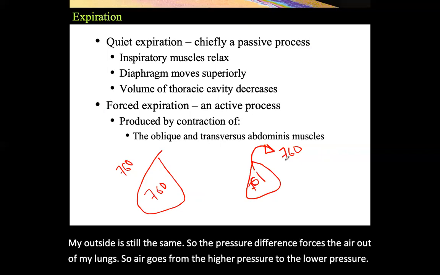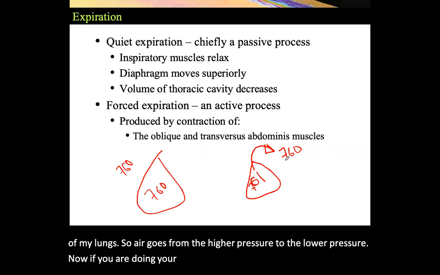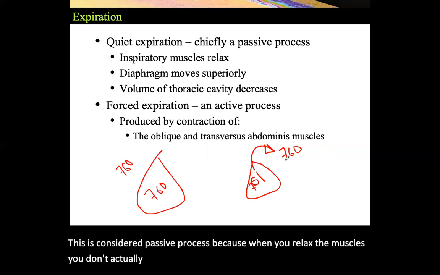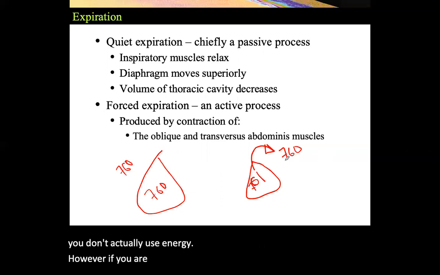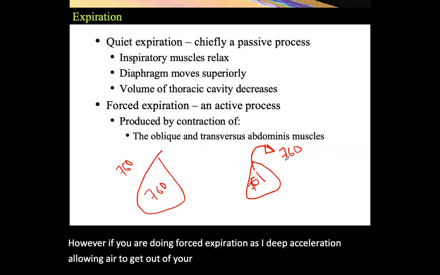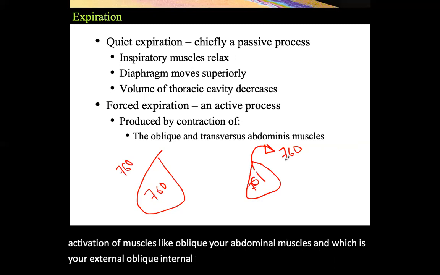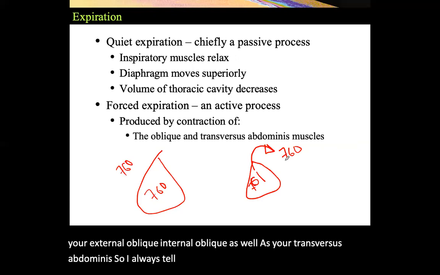Now, if you are doing your normal expiration during normal breathing, this is considered a passive process because when you relax a muscle, you don't actually use energy. However, if you are doing forced expiration, a deep exhalation, allowing air to get out of your lungs, that process requires activation of muscles like your abdominal muscles, which are your external oblique, internal oblique, as well as your transverse abdominis. So I always tell my students to think about it this way.